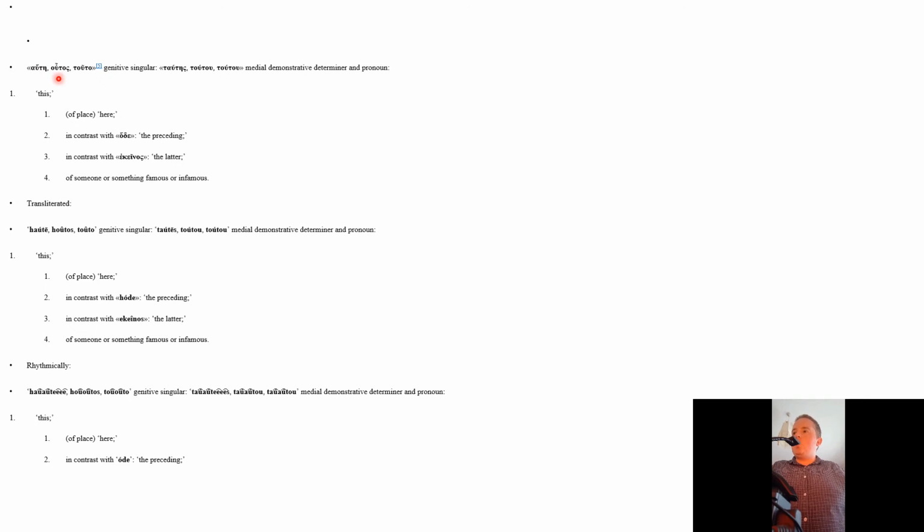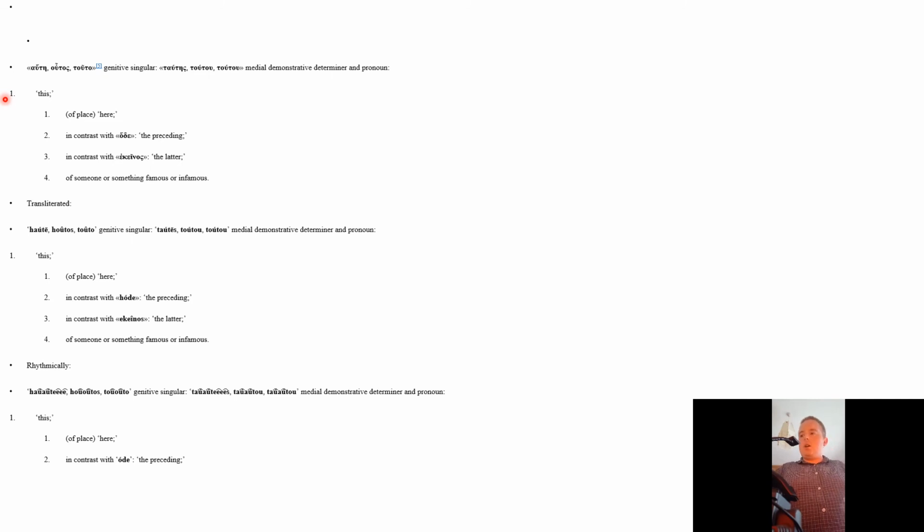So here we have haute, houtos, touto, genitive singular, tautes, toutou, toutou. This is a medial demonstrative determiner and pronoun, and it means this, of place, here, in contrast with hode, the preceding, in contrast with ekeinos, the latter, of someone or something famous or infamous.